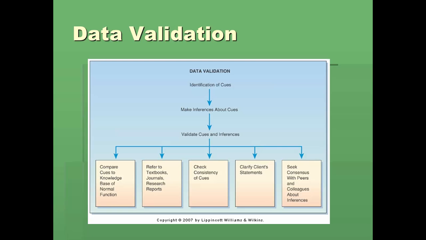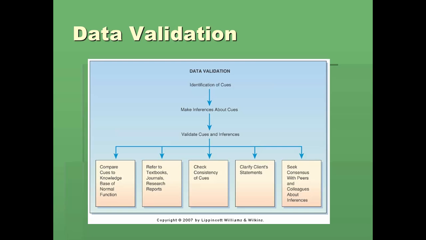Another important part of this assessment phase is validating that data, or double checking that data. And so we use some of the same skills for data validation as we did for data collection. So this flow chart just talks about how we identify cues, and then we make inferences about cues. Sometimes we make inferences on just a single data point, a single cue, and oftentimes we're taking multiple cues together and inferring things about those cues. And then we want to validate both the cues and the inferences.